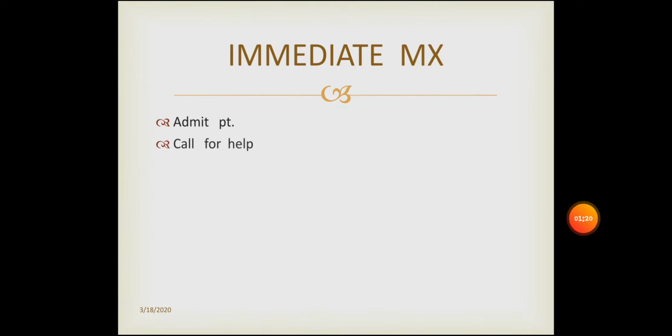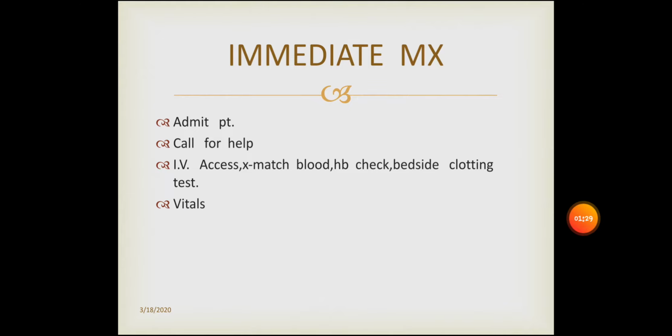So what is the immediate management of abruptio placenta? Admit the patient, call for help, establish IV access, cross-match blood, hemoglobin check, bedside clotting test, check the vitals. If shock is present, manage shock.